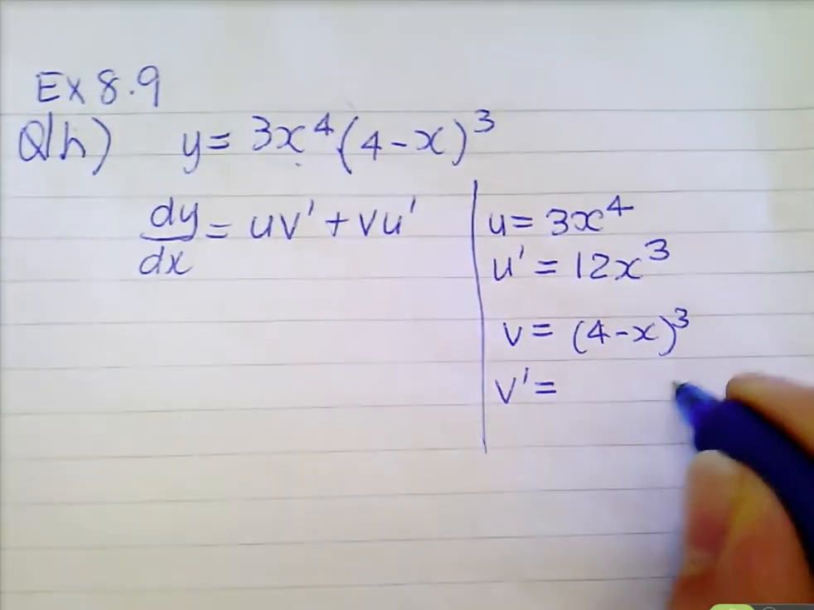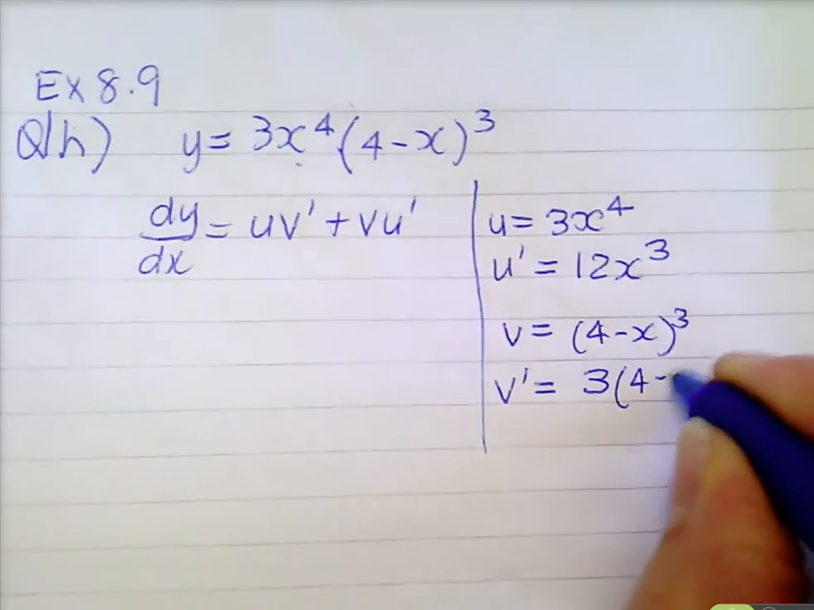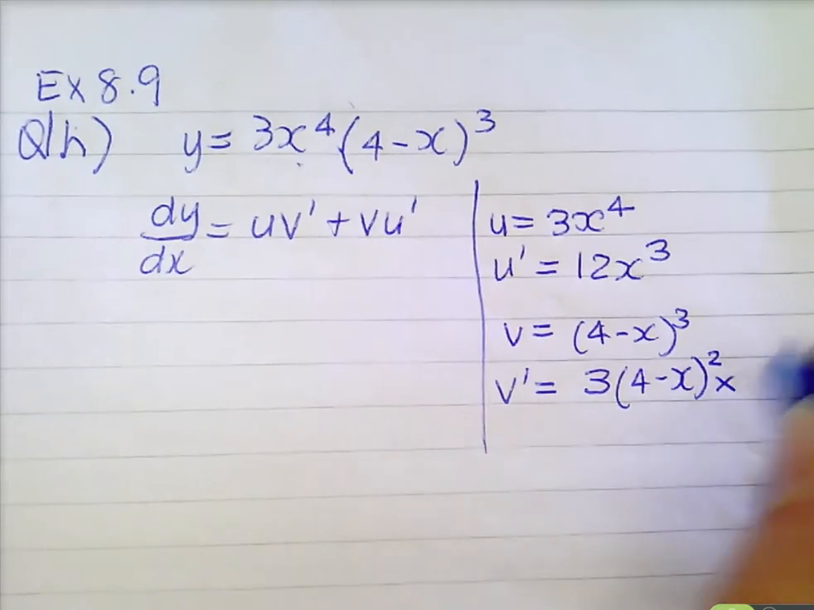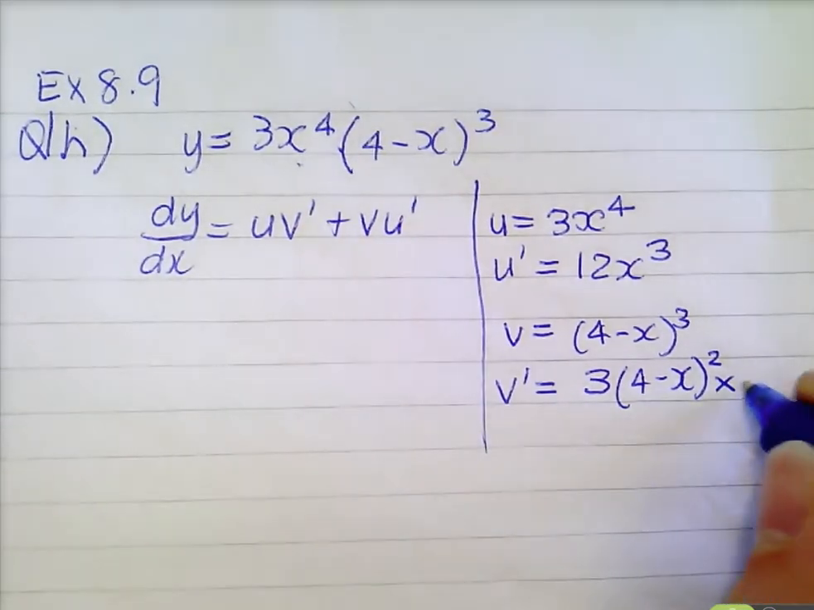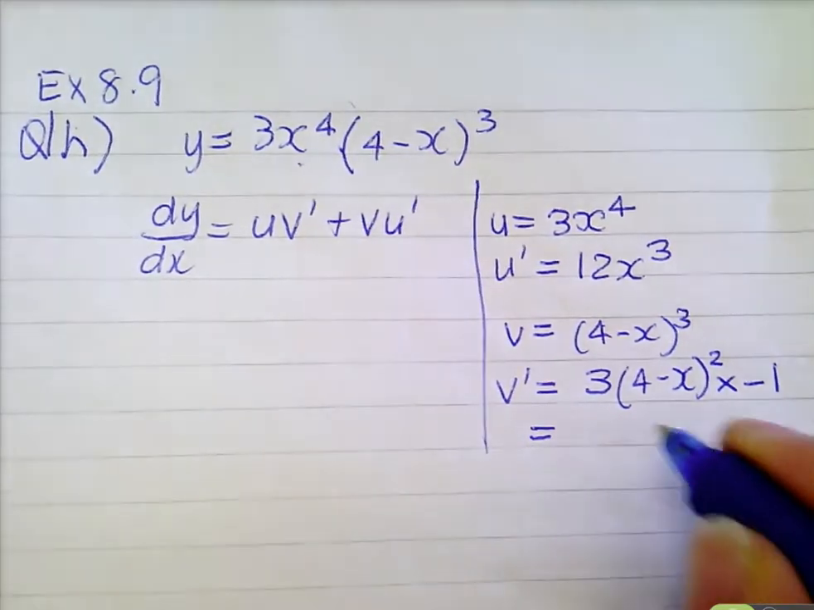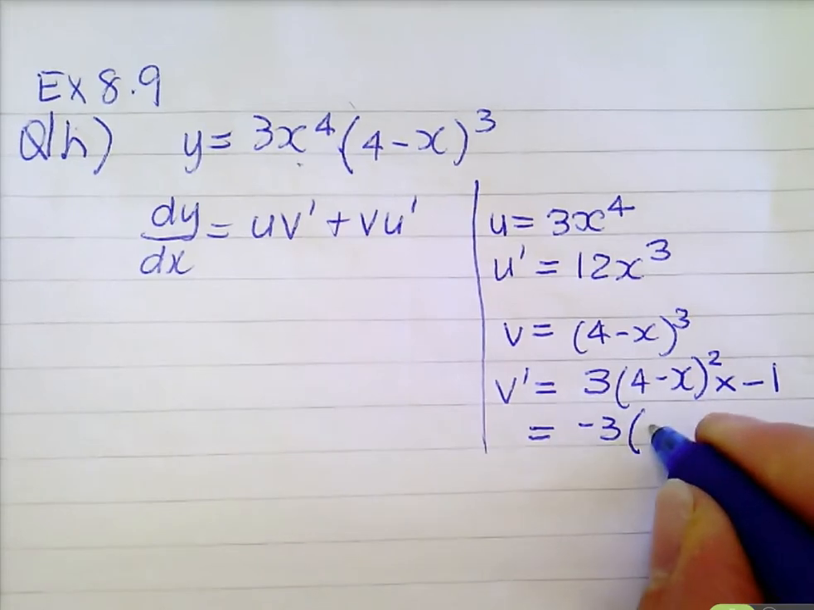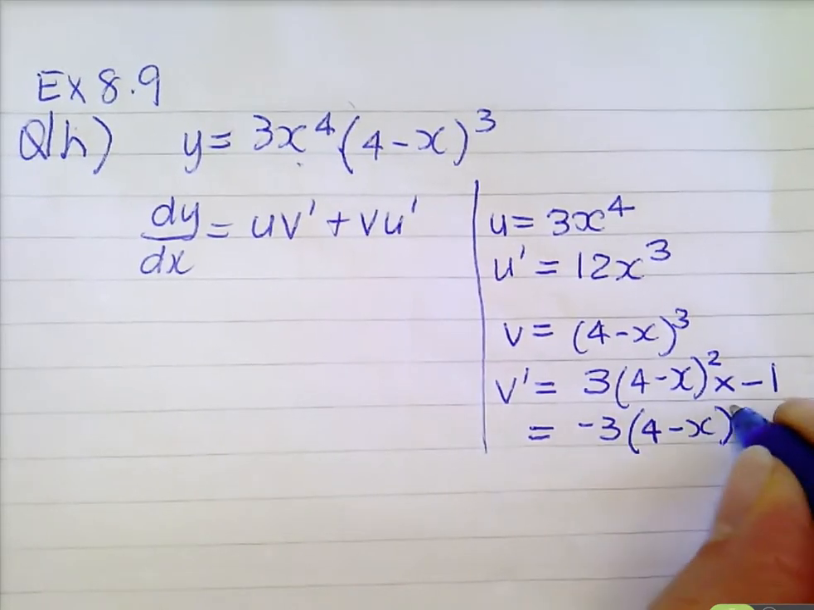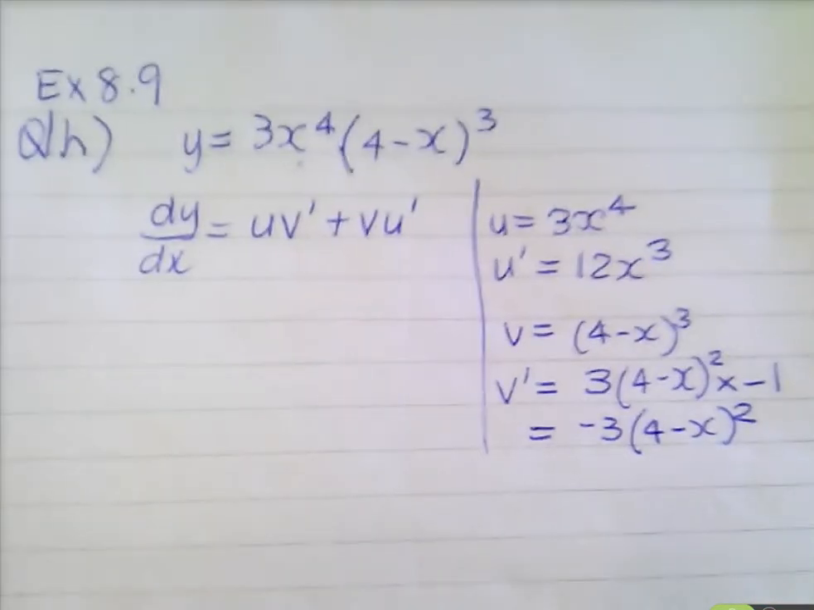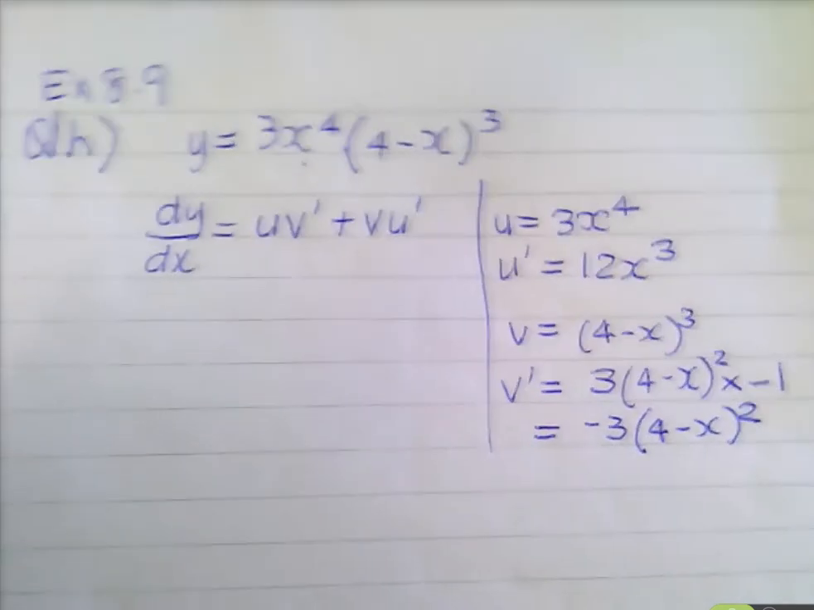v dash is, bring the 3 to the front, (4 minus x) squared times, differentiate what's inside, times negative 1. We okay? Which is negative 3, bracket, (4 minus x) squared. Okay, so we're set up. Our u dash and v dash are all done.